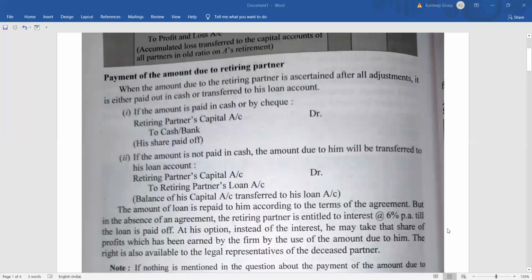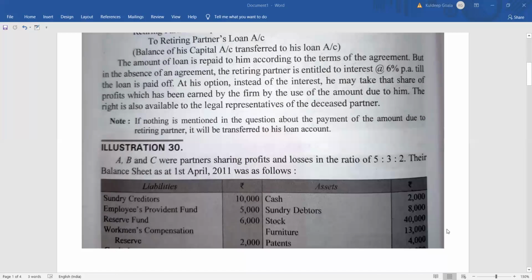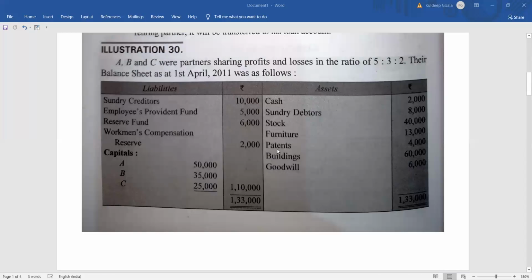So let's take up a sum. In this particular illustration, we are taking illustration number 30. In this illustration, we are going to learn both the preparation of a revaluation account as well as the capital account. Of course, the balance sheet is there along with that, but that has been omitted from the CBSE syllabus of 2020-21, due to the COVID pandemic.